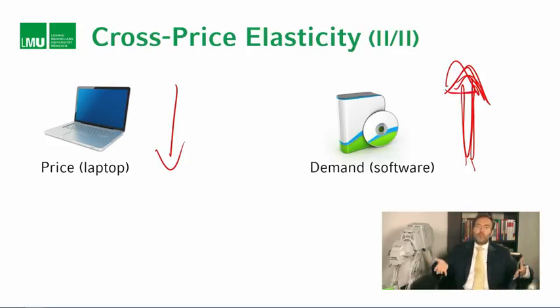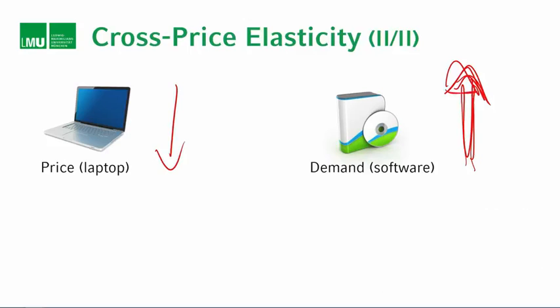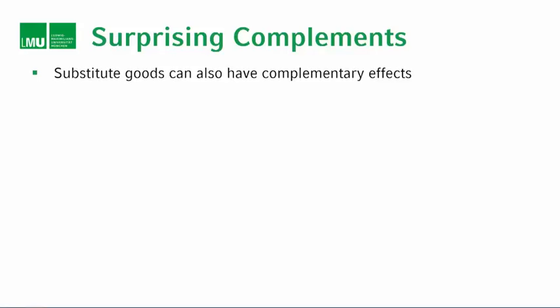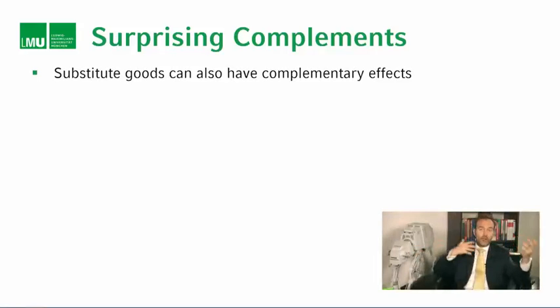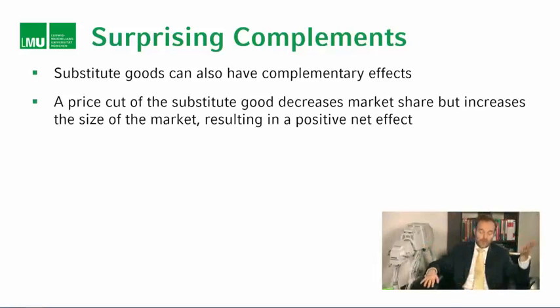So far, the complements we've looked at were fairly obvious: software and computers, skiers and skiing sticks and so on. But sometimes complements can show up in the most surprising places if we look around. So even substitute goods, goods that would typically be bought either one or the other, can have complementary effects. For example, a price cut of the substitute good may decrease market share, but at the same time it can increase the size of the market, and the net effect can be positive.